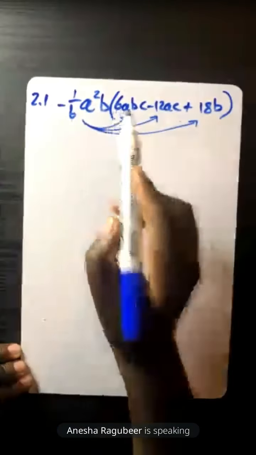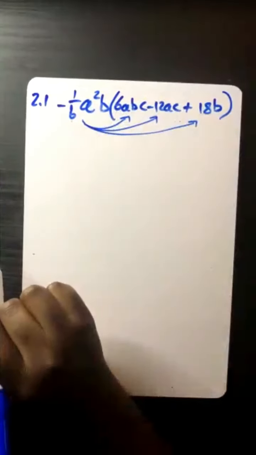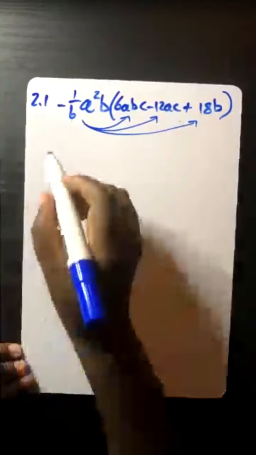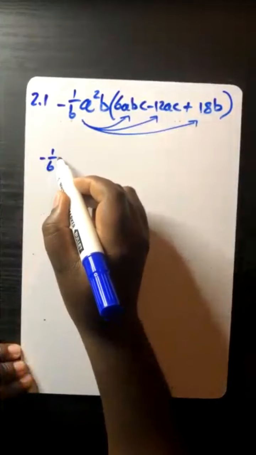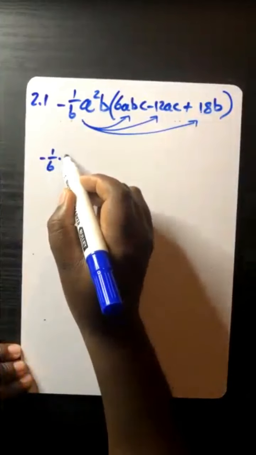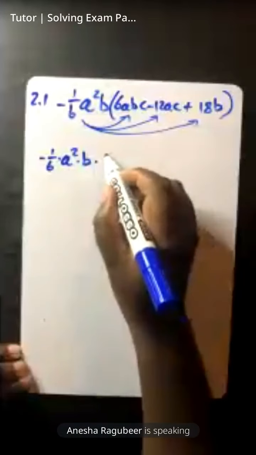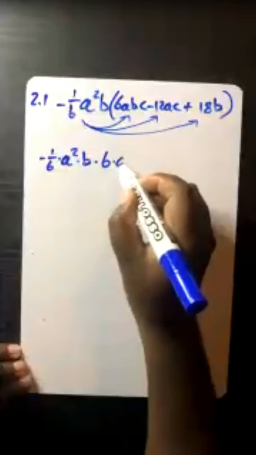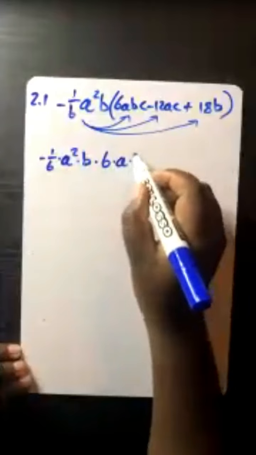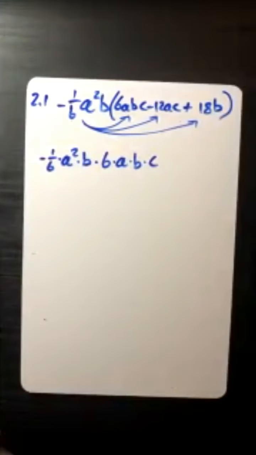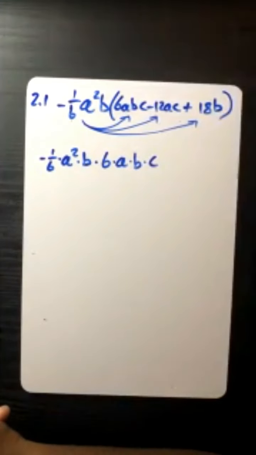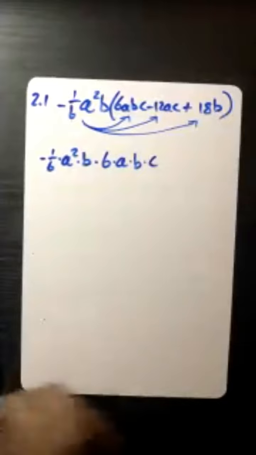100%. So now let's multiply the first terms. Obviously we have -1/6 multiplied by a squared multiplied by b. This is multiplying 6 multiplied by a multiplied by b multiplied by c. Do you agree with that part, Shreya? Do you understand that part? Yes, sir. Okay, so now let's multiply.